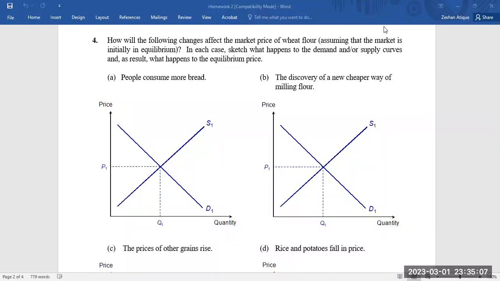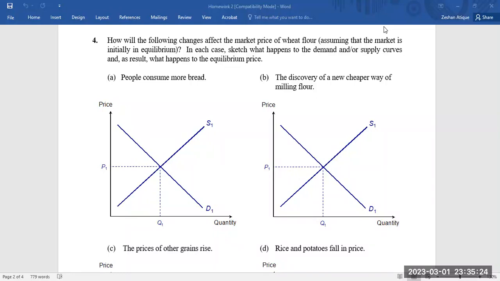And you will have to find out what the new price will be. Will the new price be above the old price or below the old price? Or will the new quantity be above the old quantity or below the old quantity? Again, you assume this market to be of wheat flour.